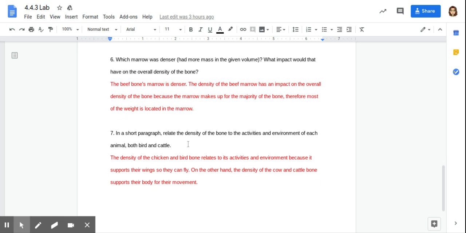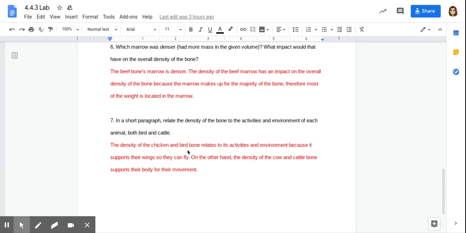Lastly, number 7, in a short paragraph, relate the density of the bone to the activities and environment of each animal, both bird and cattle. We know that birds fly. So obviously they're going to want lightweight bones because they want to be able to glide along with the wind and flap and travel far distances. So they need to be very lightweight for aviation.